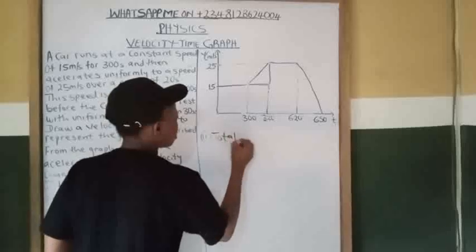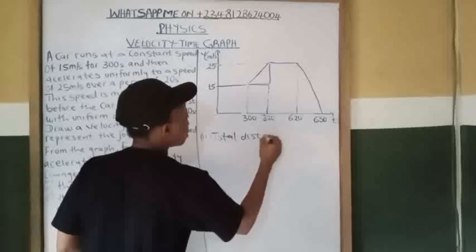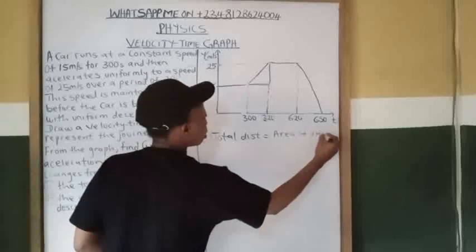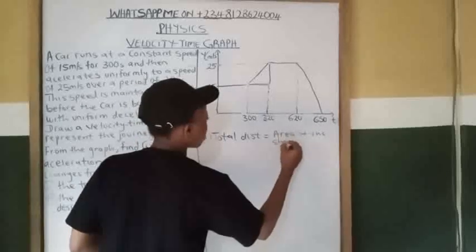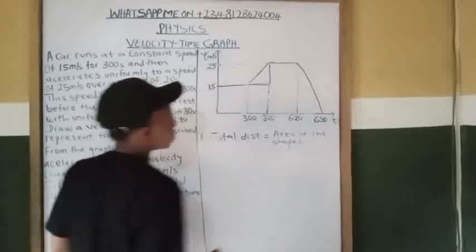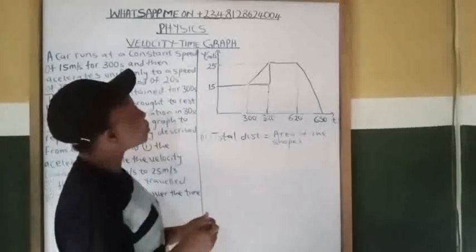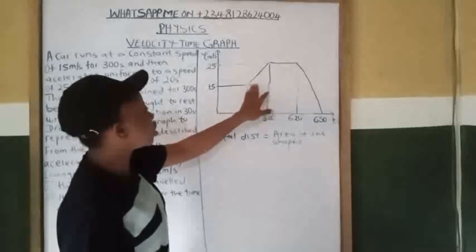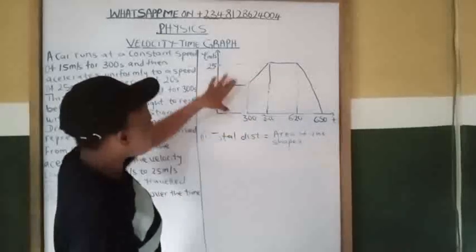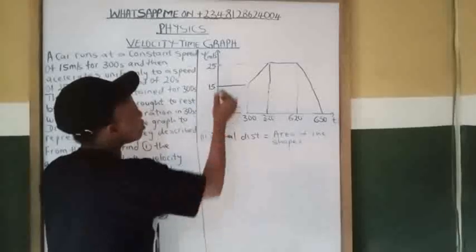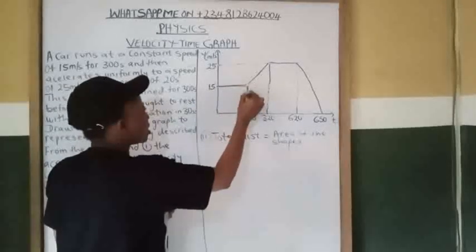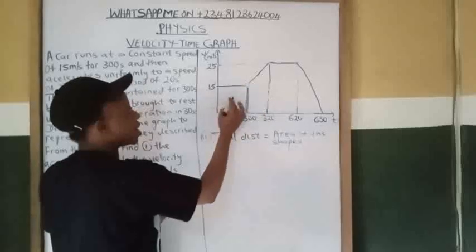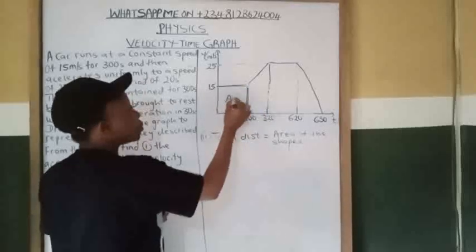Total distance is equal to area of the shapes. Then let's look at the shape that we have on this graph. The first one, from here down to this place, is a rectangle. This is a rectangle. Let's call it shape A.